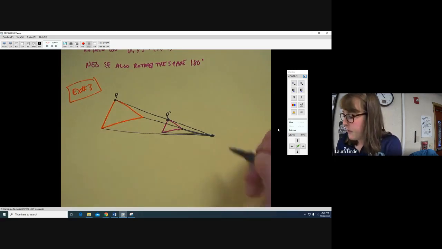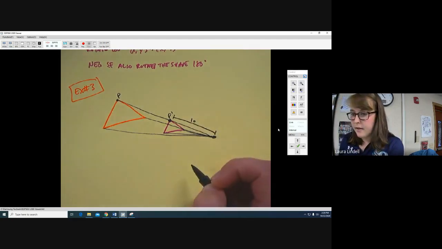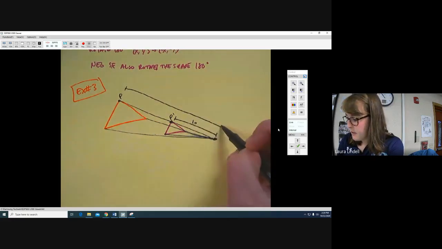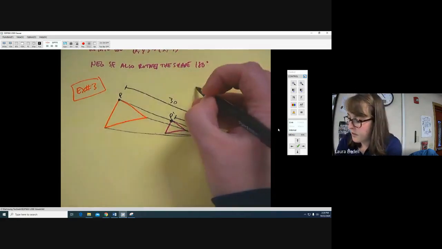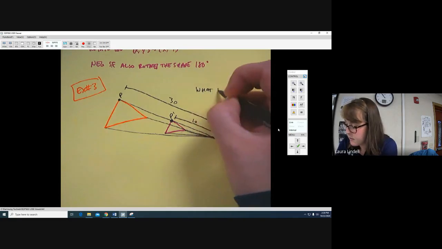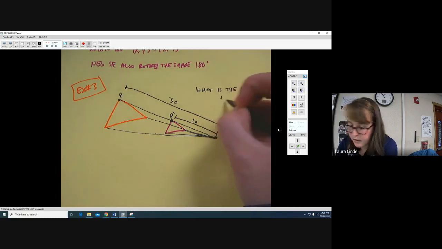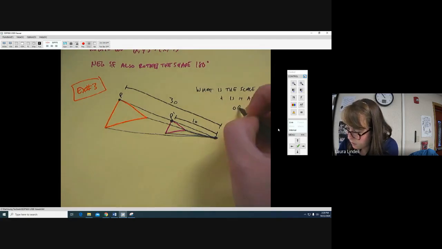And then we might be given some information like this. Maybe this distance is 10. And this distance is 30. And we would want to know what is the scale factor and is it an enlargement or a reduction?